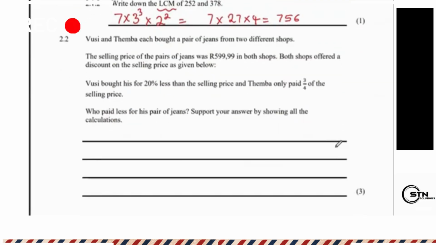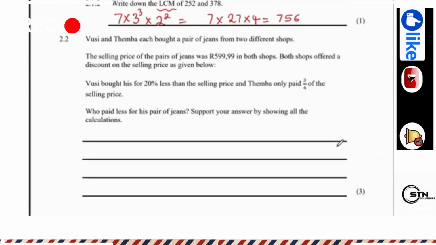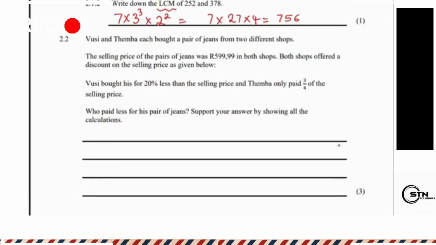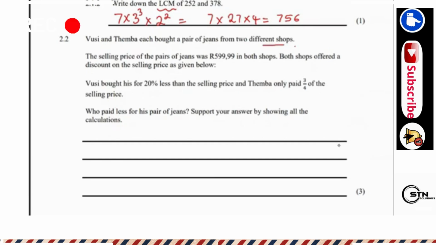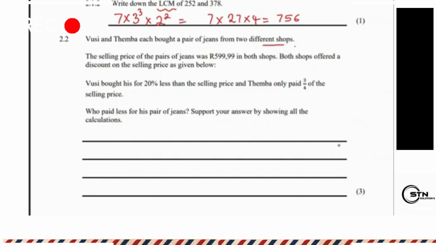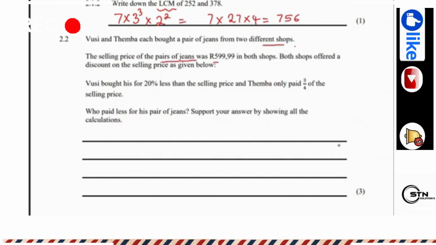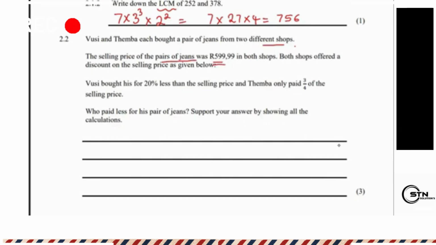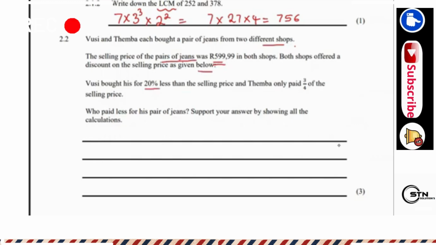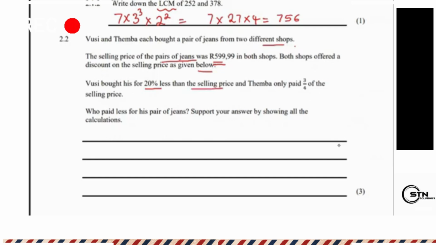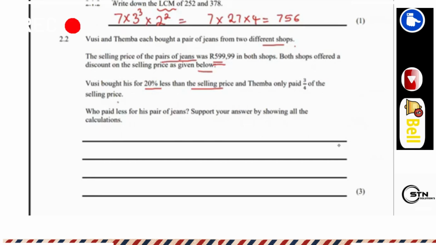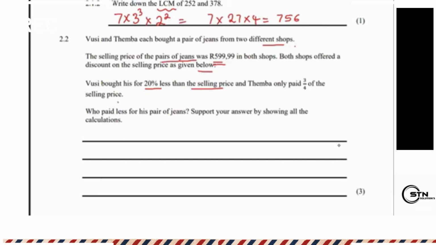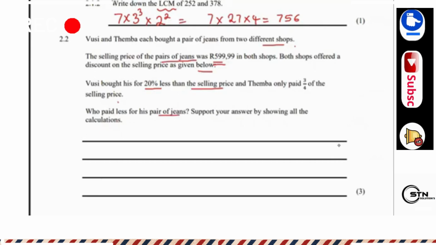Okay, then 2.2 is telling us that Vusi and Temba each bought a pair of jeans from 2 different shops. The selling price of the pairs of jeans was 599.99 in both shops. Both shops offer a discount on the selling price as given below. So Vusi bought his for 20% less than the selling price, and then Temba only paid 3/4 of the selling price. So who paid less for the pair of jeans? Support your answer showing all your calculations.